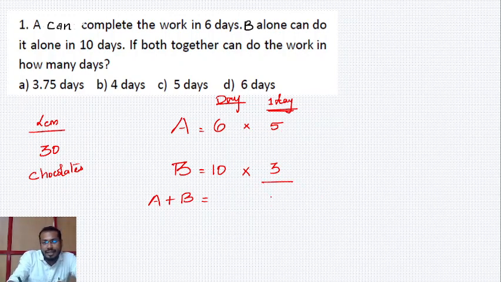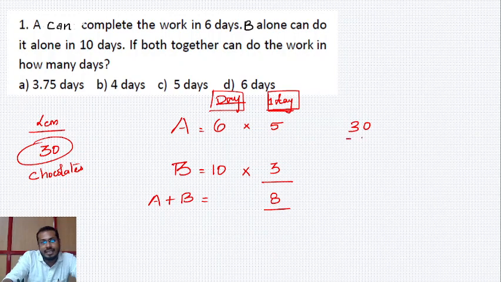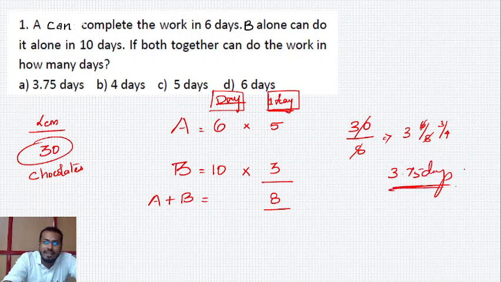So overall, they can complete 8 chocolates in a day. In 1 day, they can complete 8 chocolates. But I need to find how many days it takes. 1 day's 8 chocolates, and totally there are 30 chocolates. So 30 divided by 8 is the answer. But the answers are given in decimal format. So just find out, 8 times 3 is what? 8 times 3 is 24. Remaining is 6. 6 over 8. If you cancel this, you will get 3 by 4. 3 by 4 is nothing but 0.75, so the answer is 3.75 days. Right? Next one.